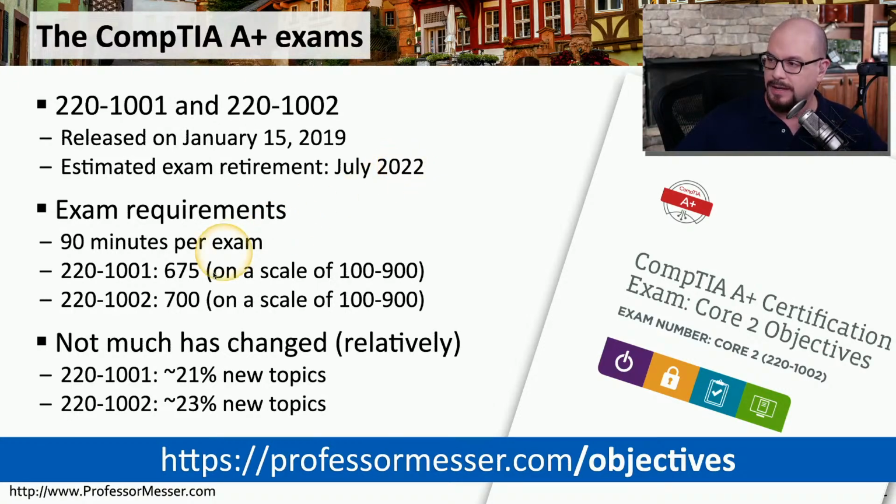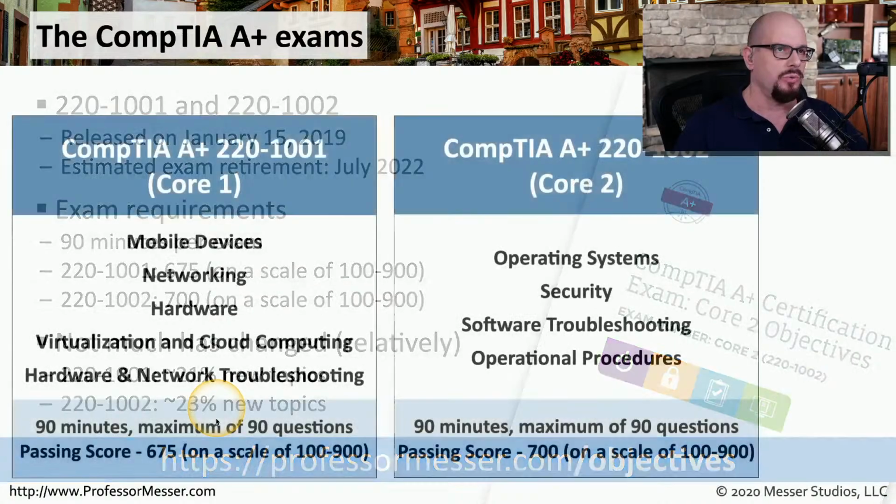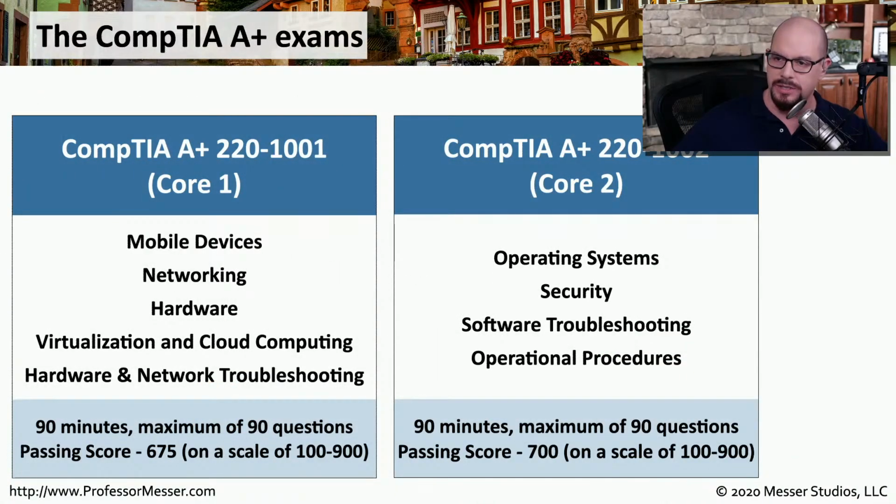This is the latest one. You need to get a 700 on the 220-1002 on a scale from 100 to 900. And one thing to keep in mind is that on the 220-1002, over 20% of the topics are new. So don't use older materials to study for the 220-1002. All of our questions today will come from the Core 2 exam objectives, which include operating systems, security, software troubleshooting, and operational procedures. So we're going to go through each one, and I will, of course, show you all of those details as we go through this. You'll know exactly where those things came from.